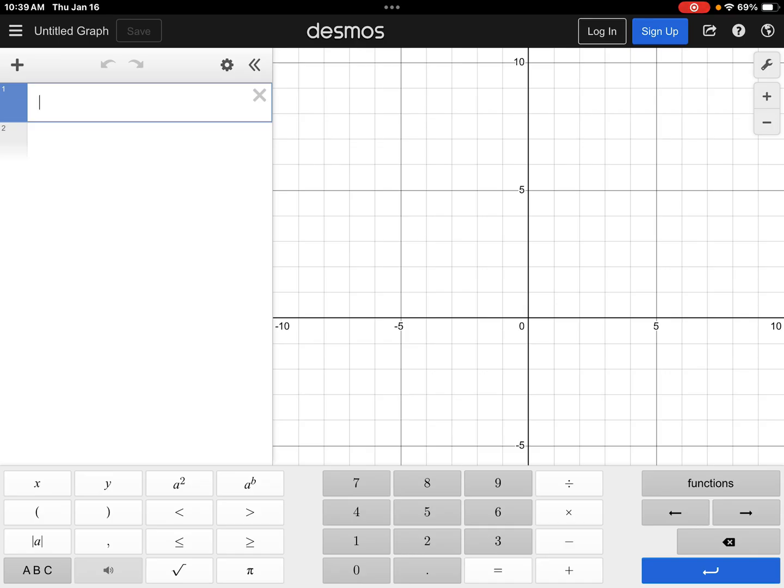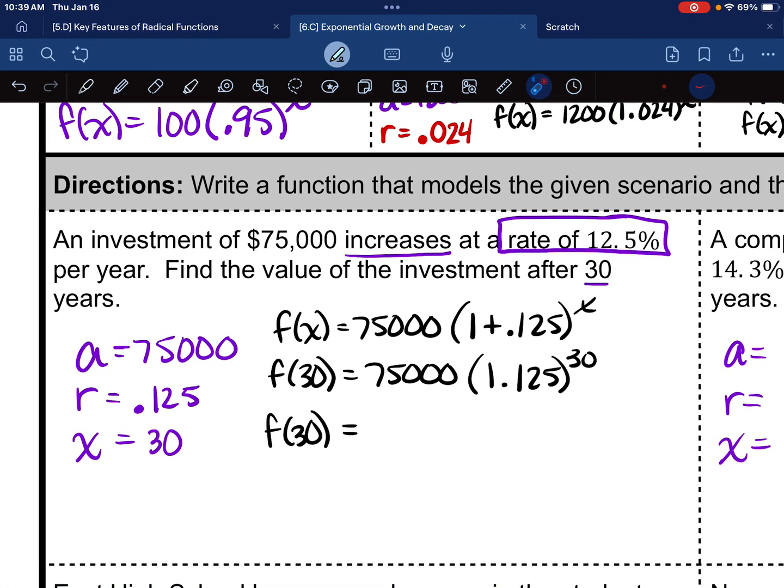I don't know if my recording will pull up Desmos for you guys, but I'm certainly hopeful. All right, so Desmos, you could just type it in as you see it. So I typed in 75,000, putting in some parentheses, 1.125, and then I'm using the A to the B button in order to type the number 30 in there. And when I did that, my Desmos gave me a really long number. Now remember, this is money, so it has to go to 2 decimal places.